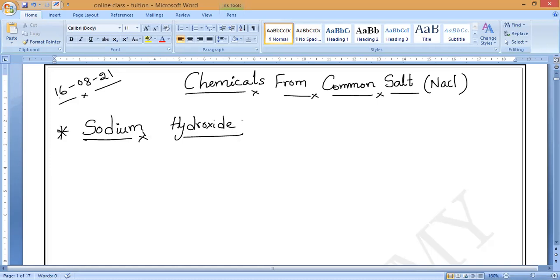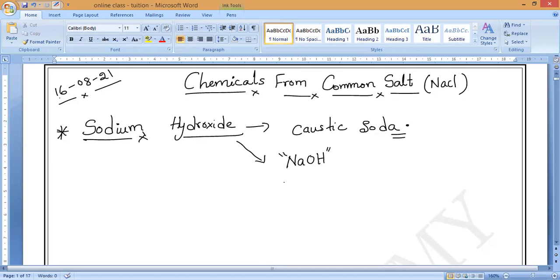Coming to sodium hydroxide, what is the common name of sodium hydroxide? It is known as caustic soda. That is what you have to remember. Caustic soda is the common name of sodium hydroxide. And the chemical formula of sodium hydroxide is NaOH. You understand? So the chemical formula of sodium hydroxide is NaOH.